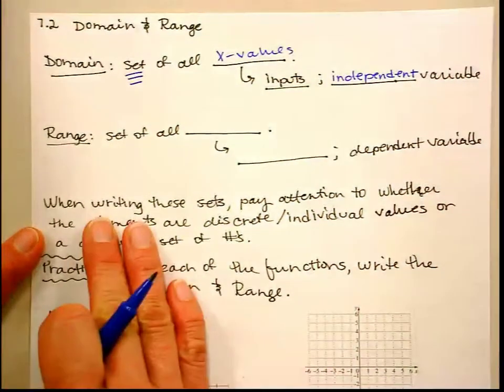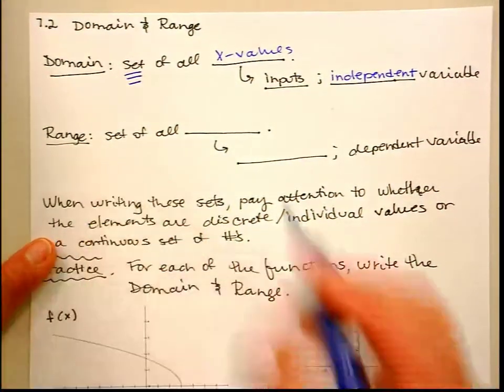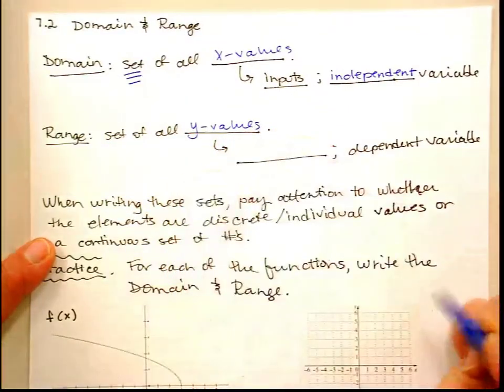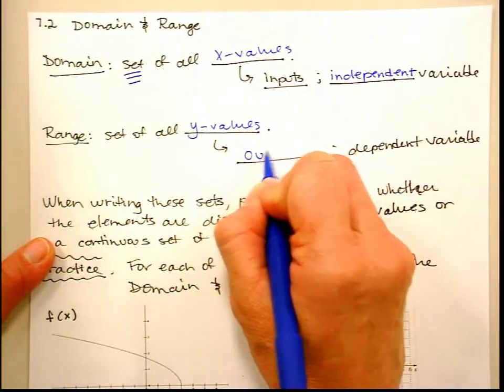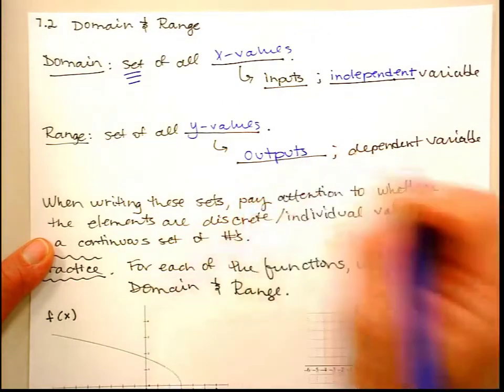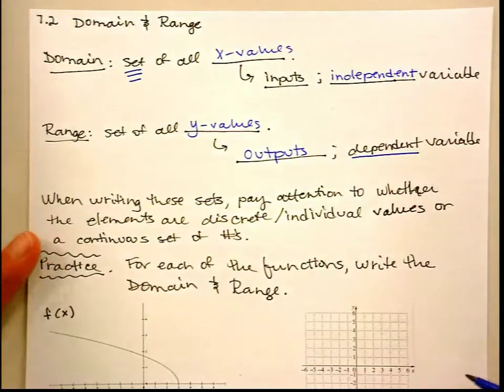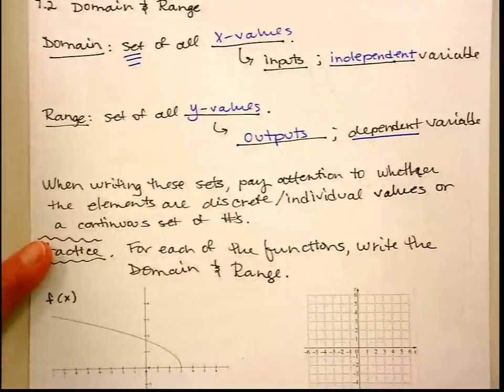Range is the set of all y values. The y values are the outputs, and they are also the dependent variable. Y depends on x.